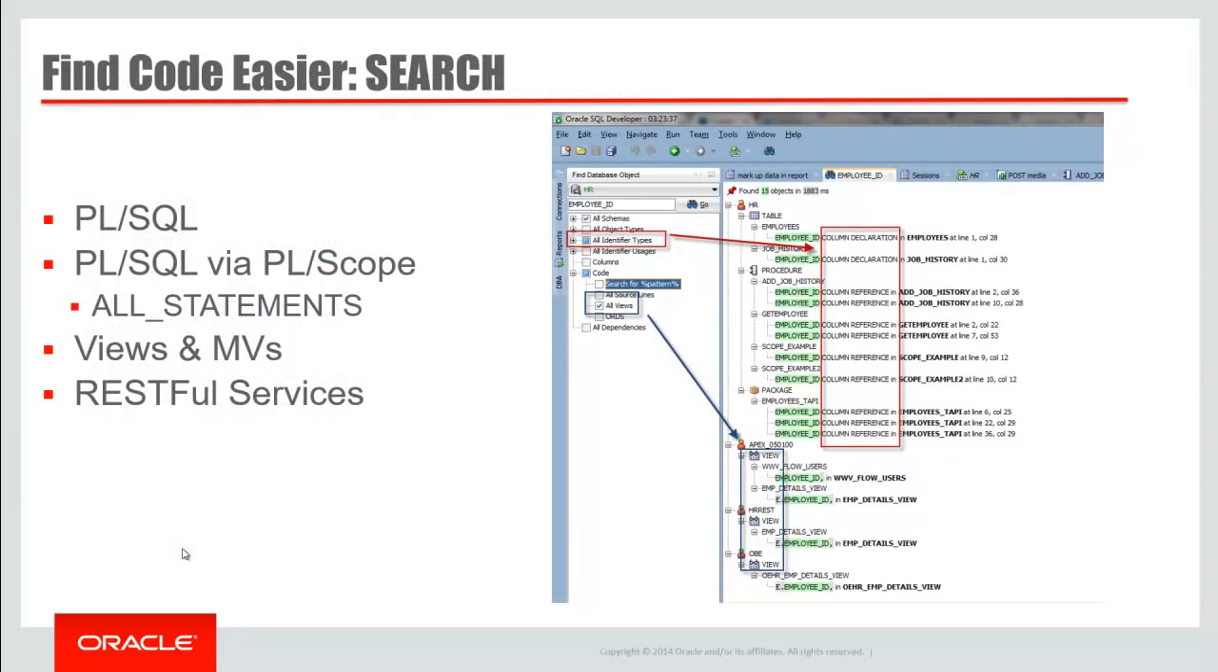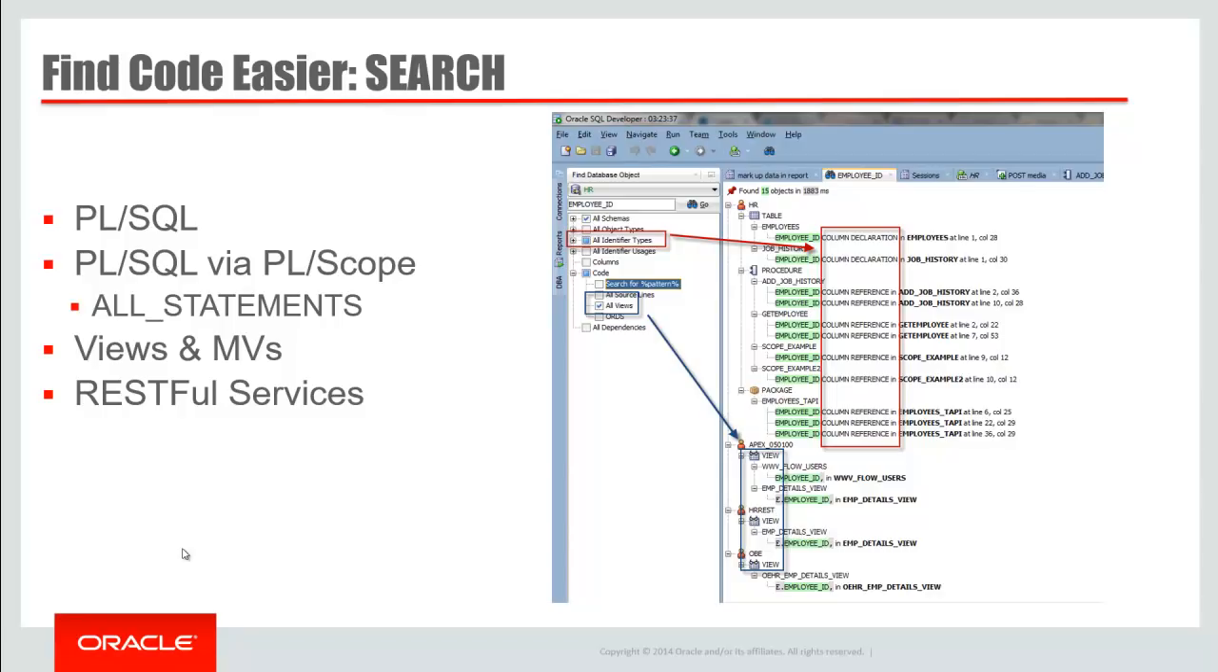The search feature isn't new, but we have expanded the feature set for search. You open the search by clicking the binoculars button on the toolbar, and this allows you to search things in the data dictionary. So in 2018, we've added support for searching into views and materialized views. We also added support for Database 12c Release 2's enhancements in PL Scope. So we now also search into the All Statements view.